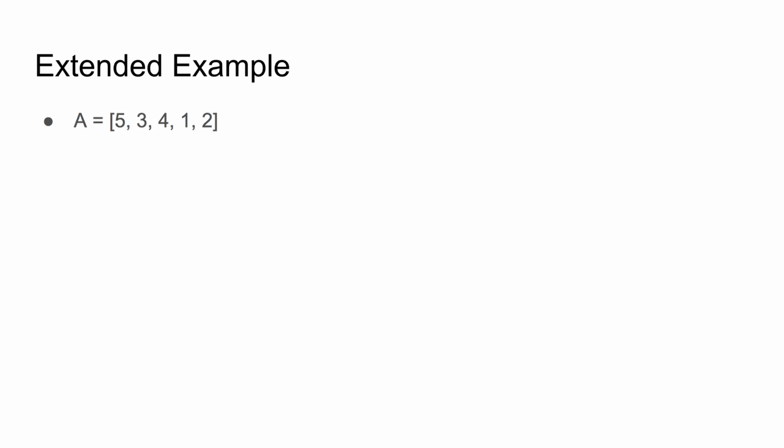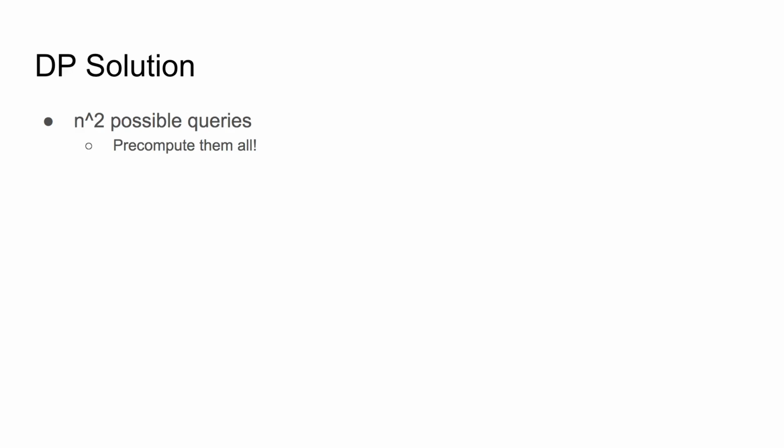So we're going to go through a few extended examples. We're going to maintain the same array: 5, 3, 4, 1, 2. The first solution we might think of is dynamic programming. There are only n squared possible queries because i varies between 0 and n, and j has to be greater than or equal to i. Suppose i is 0, then j can take on any value between 0 and n. Then suppose i is 1, then it's one less value. If you add all of those up, you get n times n plus 1 over 2, which is asymptotically n squared possible queries. So if there are only n squared possible queries, we could just pre-compute all of them.